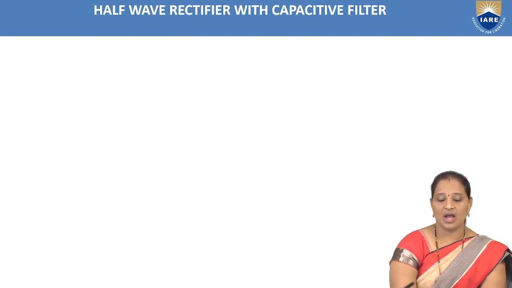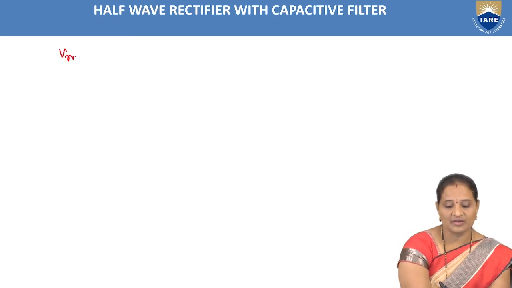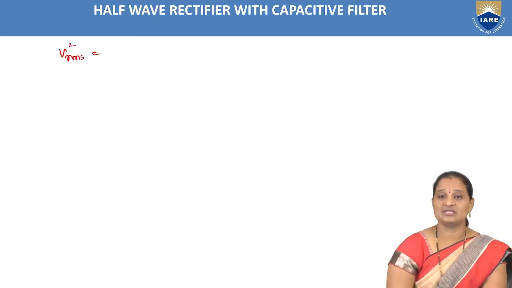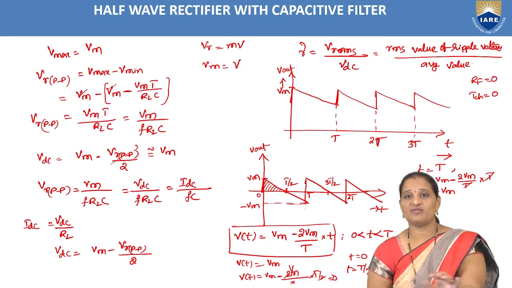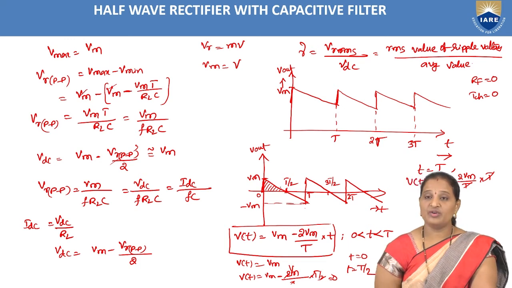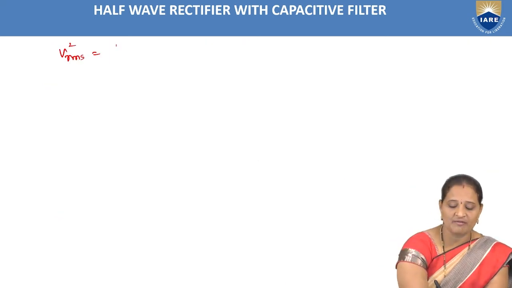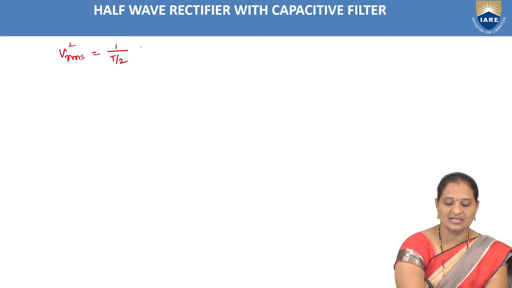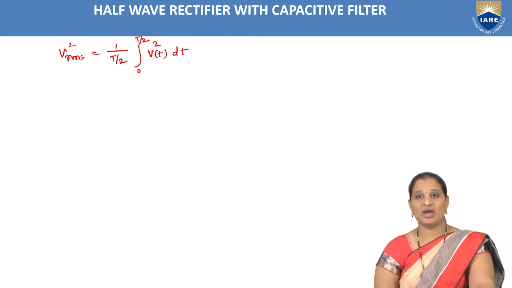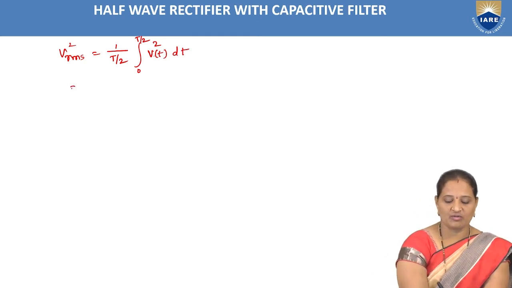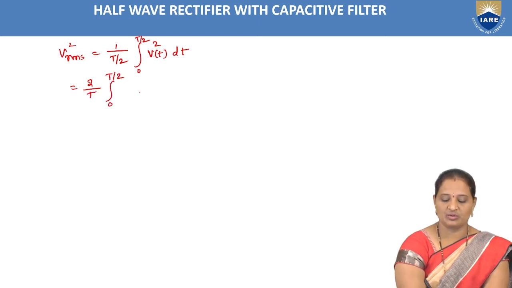Now we need to find out the RMS value of that. So that is Vrms square, the root mean square value. As I told you, this waveform is symmetrical about T by 2. We need to find out the RMS value for a period of T by 2, and the formula for that is given by 1 by T by 2, integral 0 to T by 2, V of t square dt. Now as you know the equation of that, just substitute that equation in this, 0 to T by 2.